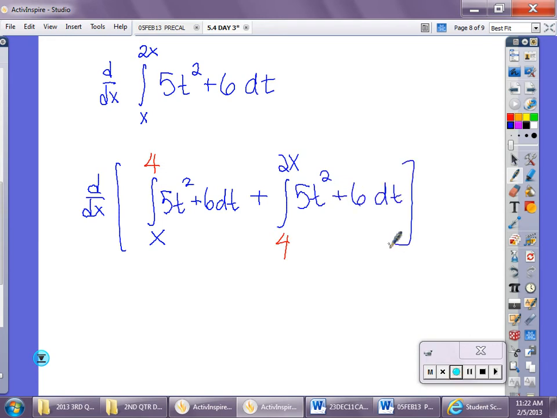So then we're going to double check. Does that really work? So if I have a piece from x until 4, and then from 4 until 2x, is that the same as finding the integral from x to 2x? Doesn't matter. It won't ever matter.